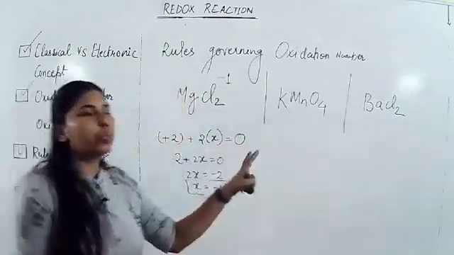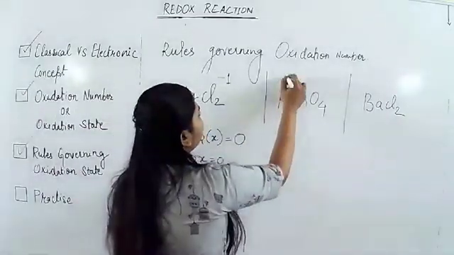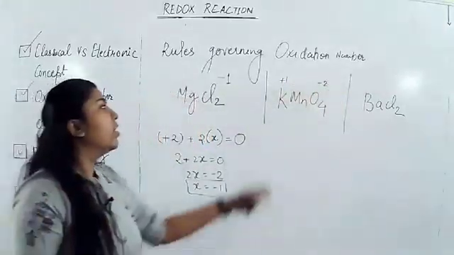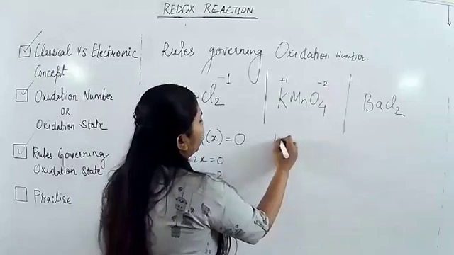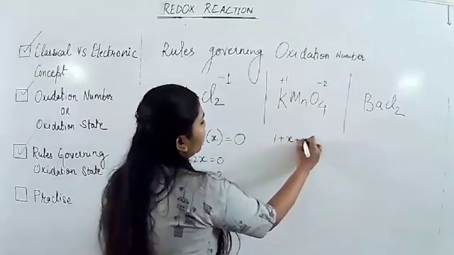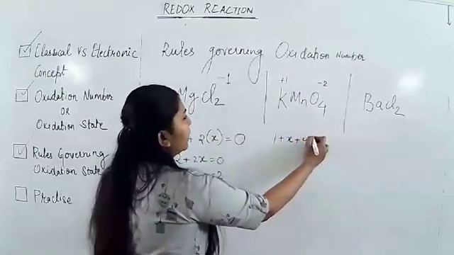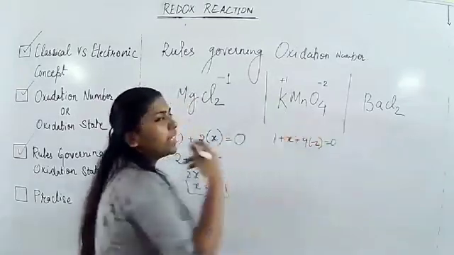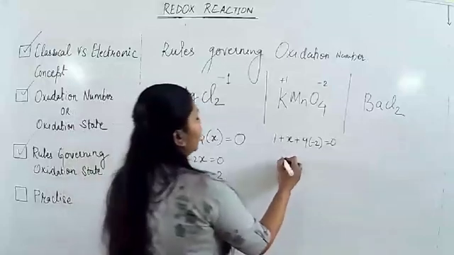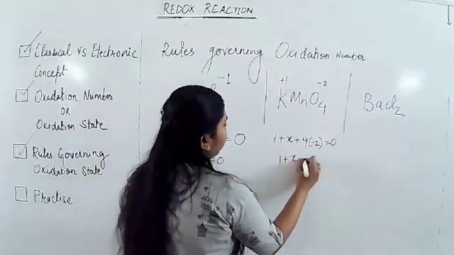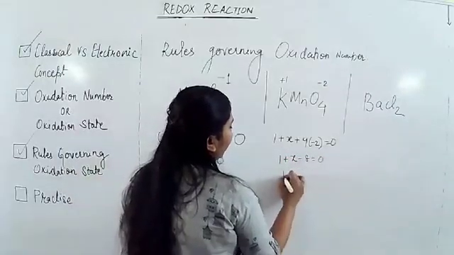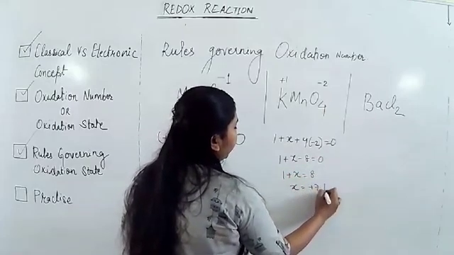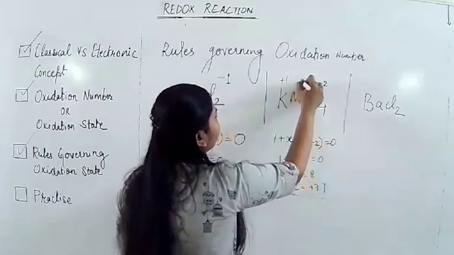Now we know potassium. It is also from group 1. It will have +1 on it. Oxygen always has -2 except in peroxides and fluorides. So now let's see. 1 plus X plus, because there are 4 atoms, 4 into -2 equal to 0, because it doesn't have any charge over it. So 1 plus X minus 8 equal to 0. 1 plus X equal to 8. X is equal to +7.